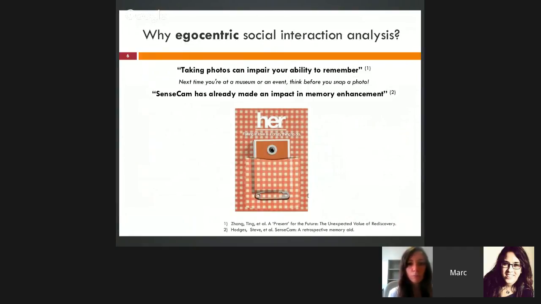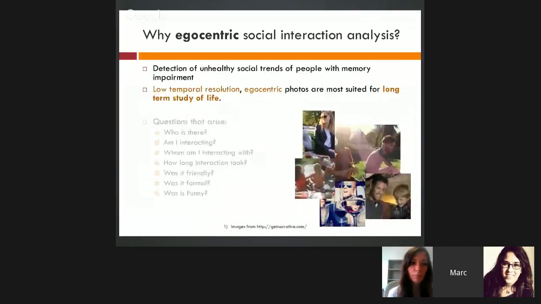Then we get to why we are interested in egocentric social interaction, and this is my favorite slide. I always put it in whatever presentation I have. Why egocentric data analysis? Well, I always refer to these two papers. First is saying that taking photos can impair your ability to remember. And then there is another study which is saying that SenseCam has already made its impact on memory enhancement. So we already know why we are interested in egocentric images.